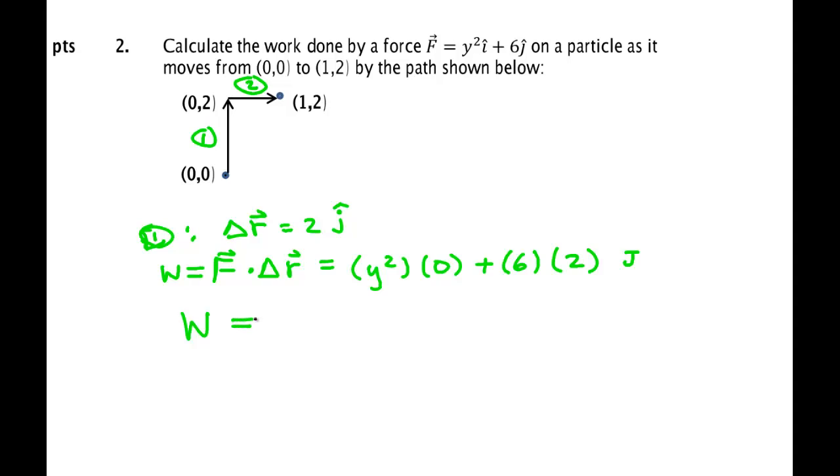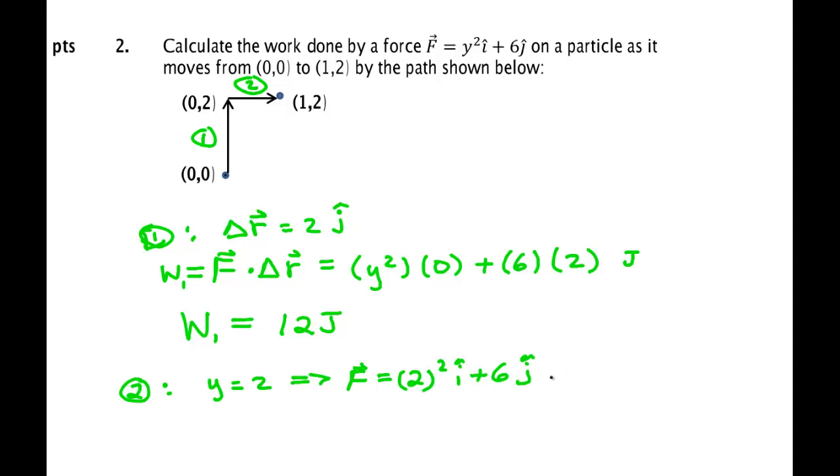So the work is equal to 12 joules on the first part. I'll call that path 1. Then now we know we gained 12 joules of energy there. We got to do some work going across path B. In this path, we know something. Y is equal to 2 along that path. So the force is equal to 2 squared i hat plus 6 j hat, which makes it 4 i hat plus 6 j hat.